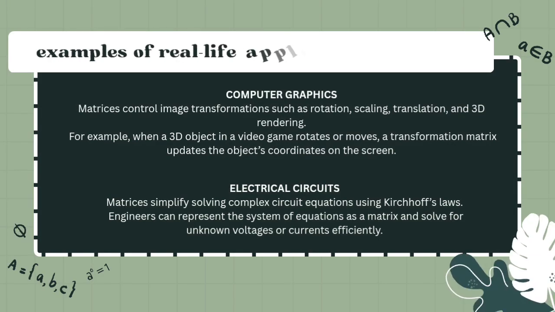Examples of real-life applications of matrices. Computer graphics. Matrices control image transformations such as rotation, scaling, translation, and 3D rendering. For example, when a 3D object in a video game rotates or moves, a transformation matrix updates the object's coordinates on the screen. Electrical circuits. Matrices simplify solving complex circuit equations using Kirchhoff's laws. Engineers can represent the system of equations as a matrix and solve for unknown voltages or currents efficiently.